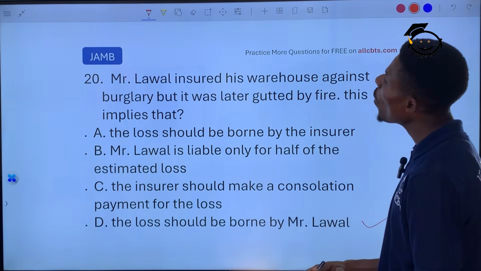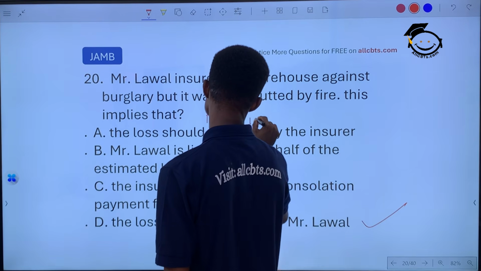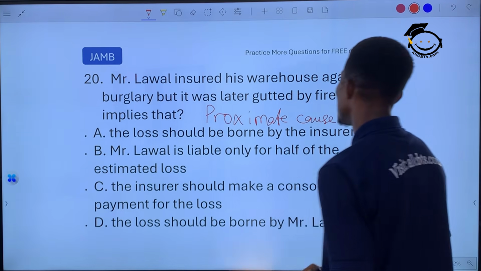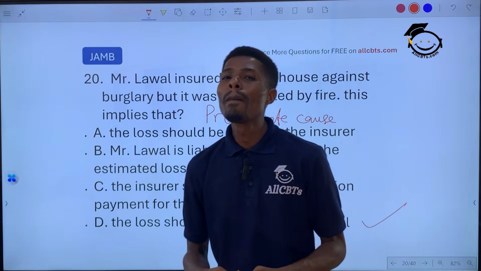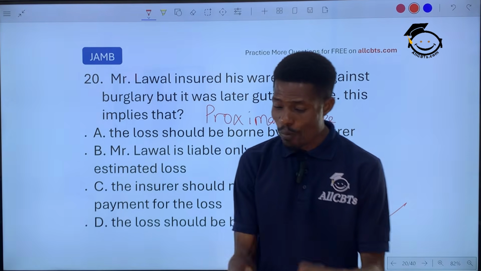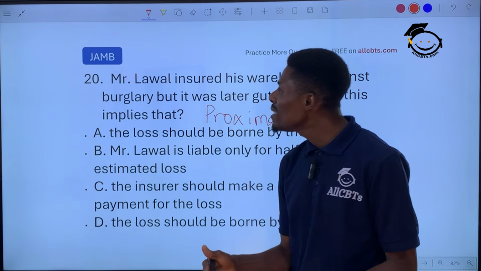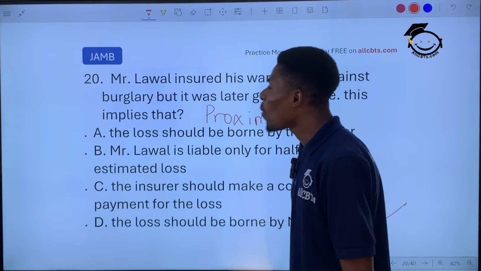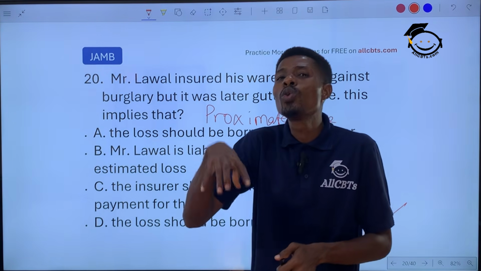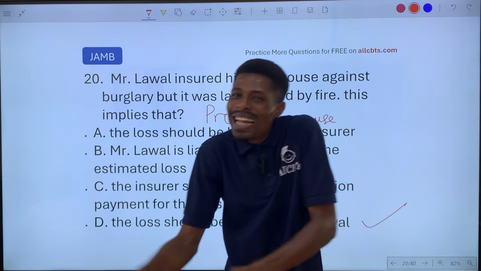Why? According to proximate cause, and that is an insurance term. Proximate cause. According to proximate cause, the main, nearest and effective cause of a loss or a damage is borne by what? By the insured. Now, what does this mean? It means that any good or any property insured specifically will bear the loss from that specific loss.